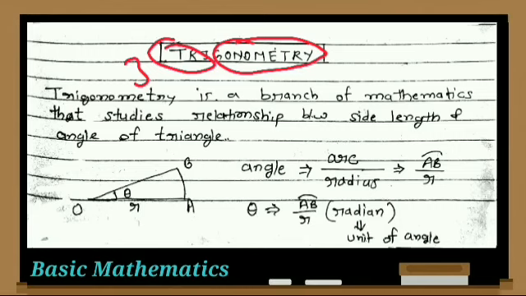How can we understand it? Let's see in the figure. There is a triangle. You can see there are three sides and three points O, A and B, and R is the distance between O and A.